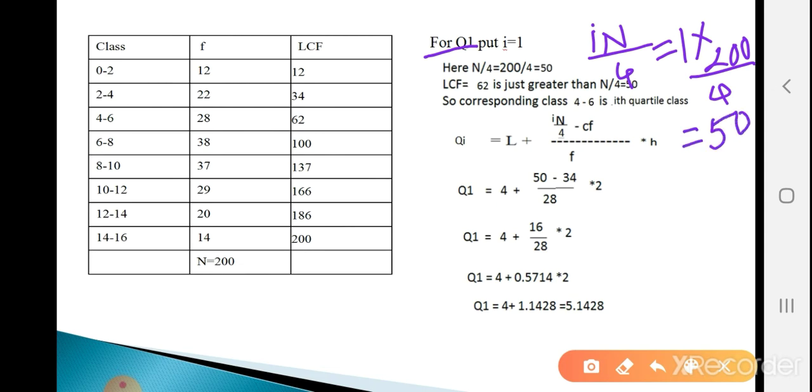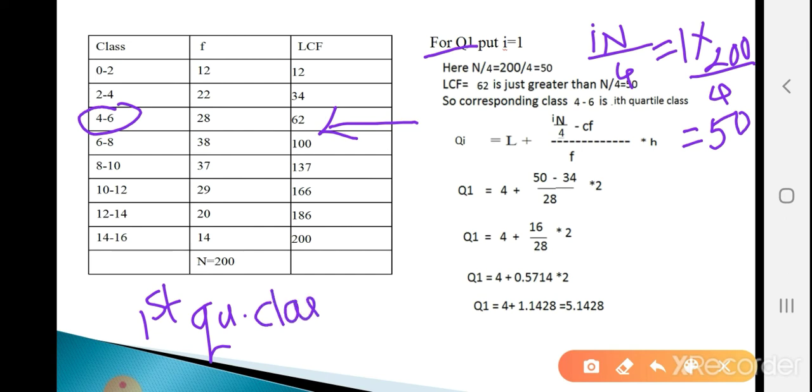So see the LCF just greater than 50. Here which LCF value is just greater than 50? Here the LCF 62 is just greater than 50. So the corresponding class is the first quartile class. So our first quartile class is 4 to 6.